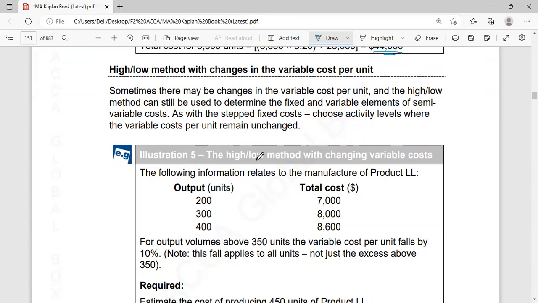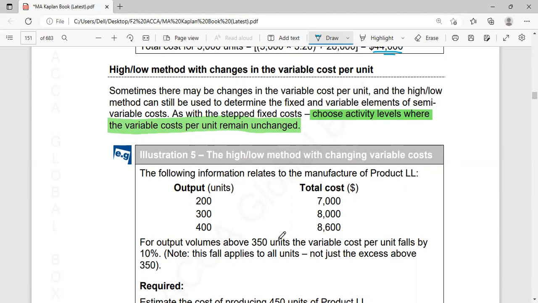Now, what if the exam question says you have to use the high-low method, but he told you that the variable cost per unit is the same up to a certain activity level, and above this activity level the variable cost will either increase or decrease? Then how will you use the high-low method? The concept is exactly the same. When there is a change in variable cost per unit, you need to choose the activity levels where the variable cost remains unchanged. Exactly the same concept you have used above.